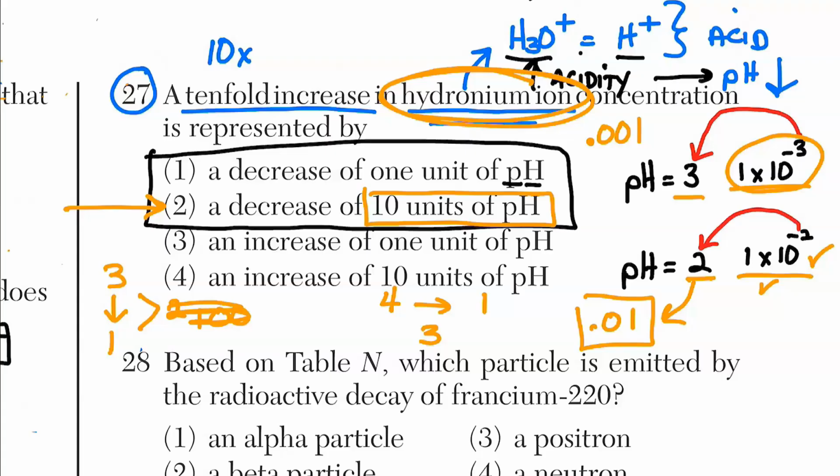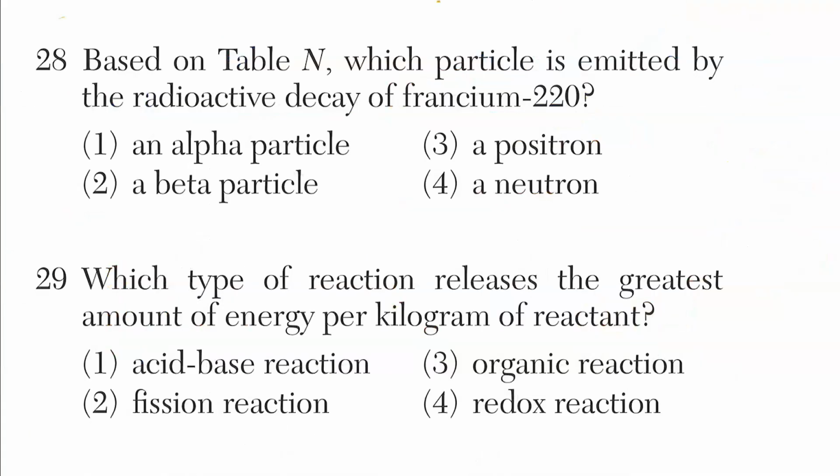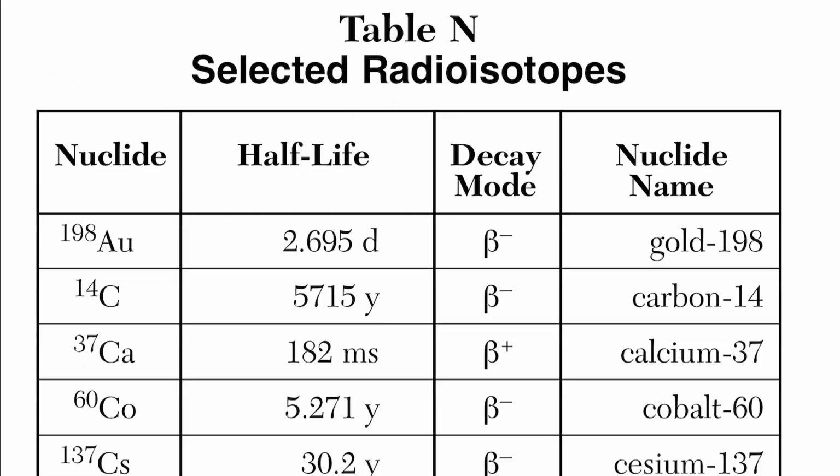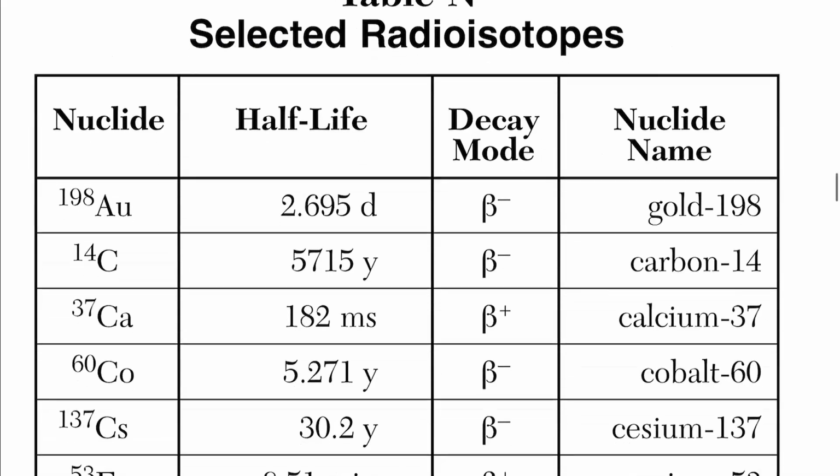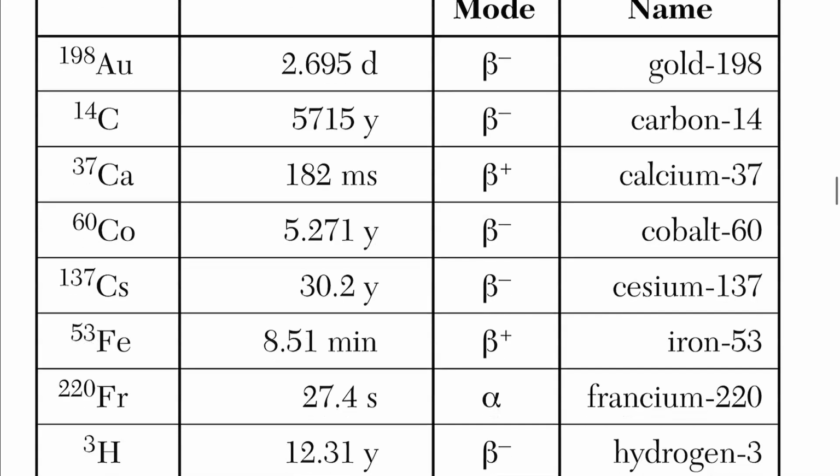On to number 28. Based on table N, go to table N. Which particle is emitted by a radioactive decay of francium-220? So let's go find table N. Normally it's the last table that people study, but it is connected in conjunction with table O. Okay, so we're going to look up francium-220 in table N. Let's go. We have table N, and we're going to scroll down to francium-220, and there she is.